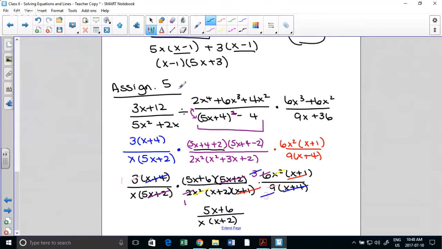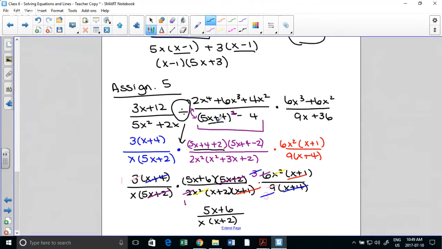Okay, so basically when you have a problem like this, you always factor. So here to factor, I pulled out a 3, leaving me with x plus 4. Here I pulled out an x, leaving me with 5x plus 2. Same thing here, 6x squared got pulled out, leaving me with x plus 1. The 9 got pulled out, leaving me with x plus 4. Now because this is a division, we know that divisions turn into multiplications if we flip this fraction. So I flipped it. This was the tricky part.